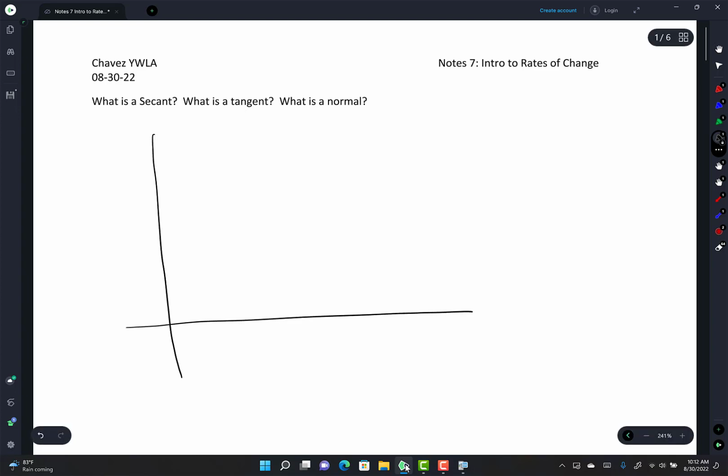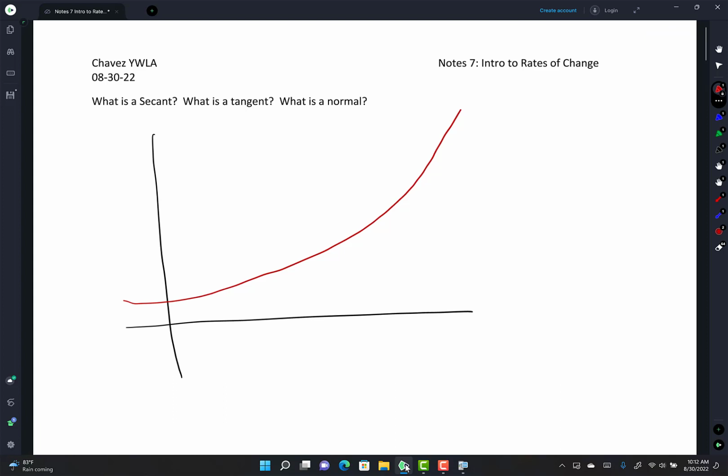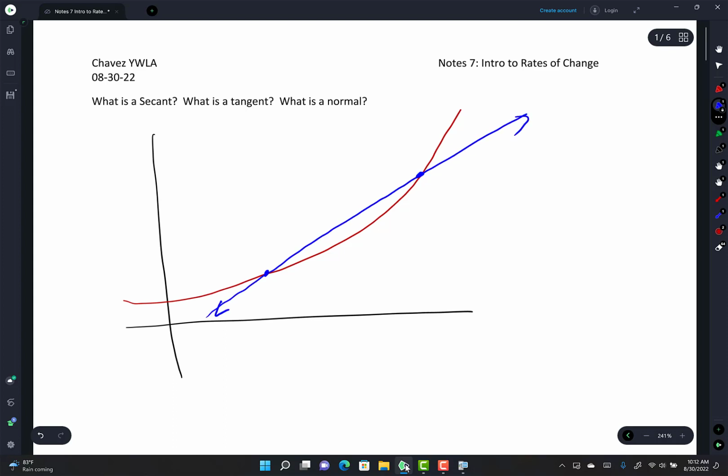This is a graph, and I'm just going to draw a random curve. That's just a random curve. A secant line goes through 2 points, like so. That is a secant. It's supposed to be a straight line. I can't draw straight lines.